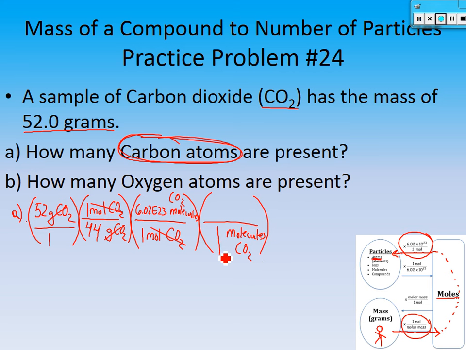Let's make my own conversion factor. In 1 molecule of CO2, how many carbon atoms are there? Yeah, there's just 1 carbon, because there's just an implied 1 right there. So 1 carbon atom. Okay, and now I'm done, because my molecules of CO2 cancel out. I'm left with carbon atoms. Okay, so let's solve that with a calculator.